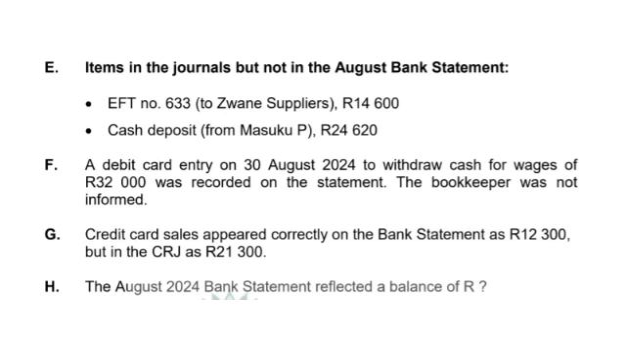And then we are going to skip off to information E. You see that it says items in the journals but not in the bank statement. That means those amounts are already in the journals. So information E does not go anywhere near my cash journals. I'm moving to information F.